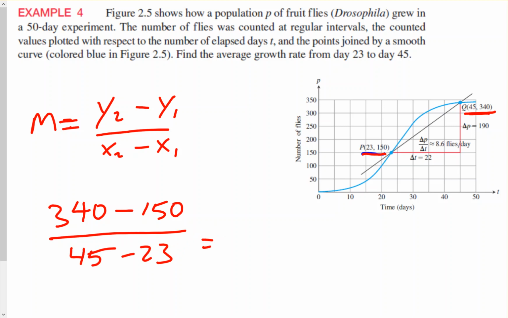Okay, so 340 minus 150, that would be 190. And then 45 minus 23 would be 22. Okay, and then this would be, if we reduced it, 95 over 11. If you wanted to get a sense of that, use a calculator. 95 divided by 11, it would be approximately 8.6 flies per day. Okay, so that would be the average growth rate.